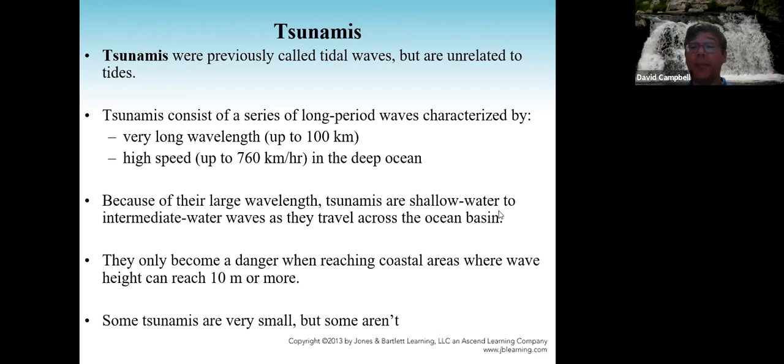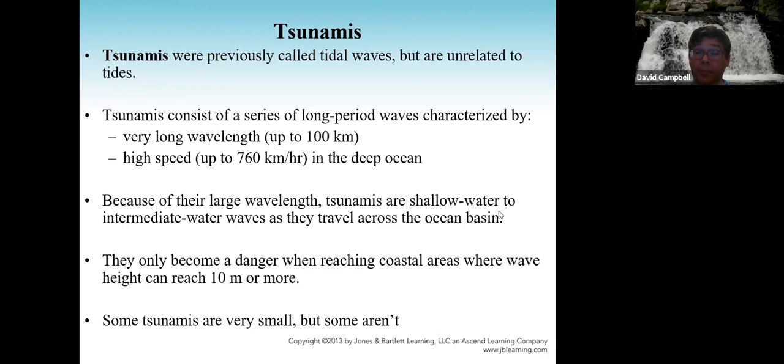760 kilometers per hour. You have been that fast, perhaps, if you have ridden in a jet plane, but not in a car, definitely not by foot. So quite fast, and they are very long waves, and so that's typically a lot of water.